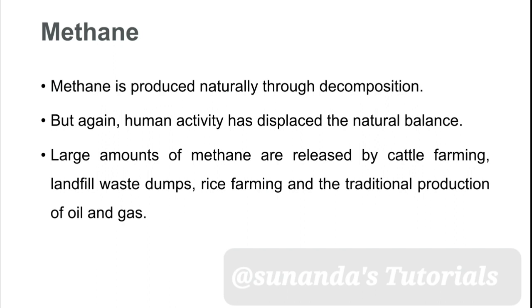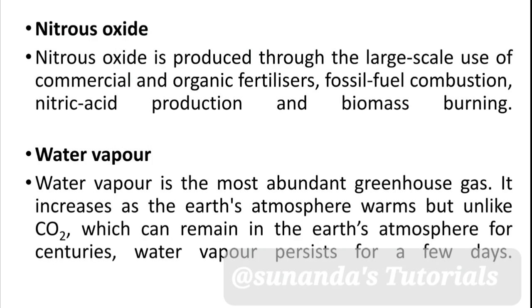Then the second one is methane. It is produced naturally through decomposition, that means degradation of any biodegradable substance. But again, human activity has disturbed this natural balance. A large amount of methane, which is another category of greenhouse gas, is released by cattle farming, waste dumping, rice farming, and traditional production of oil and gases.